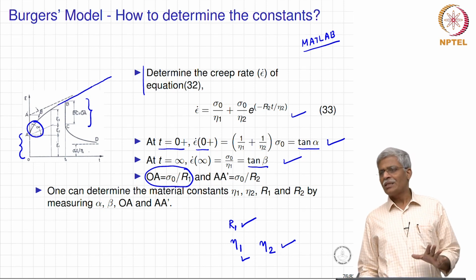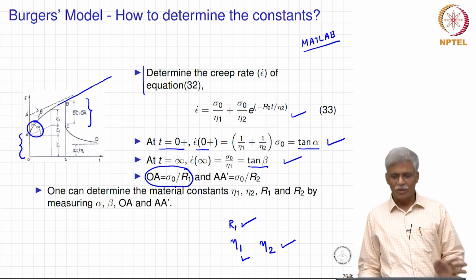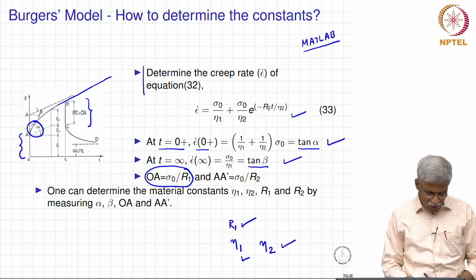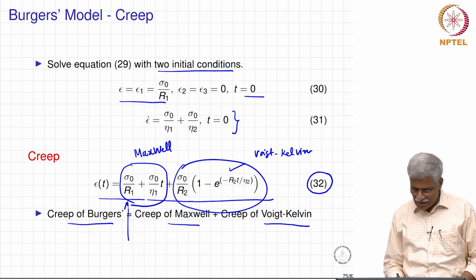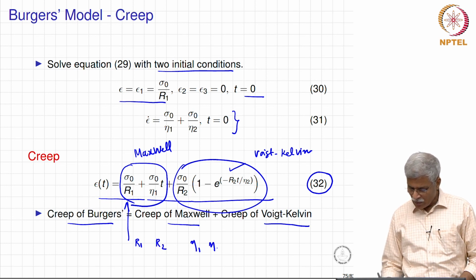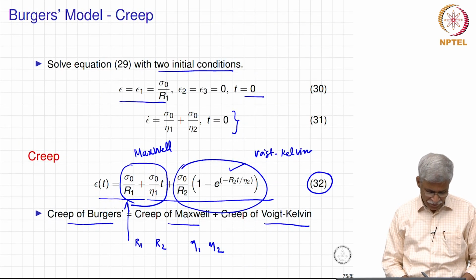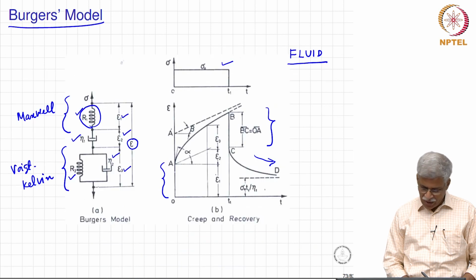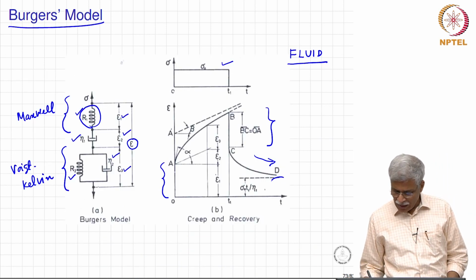Normally, this is a kind of thumb rule that is given for finding the experimental parameters, but one can use these ideas to put some kind of constraint on what the values could be for R1, R2, as well as eta 1 and eta 2.